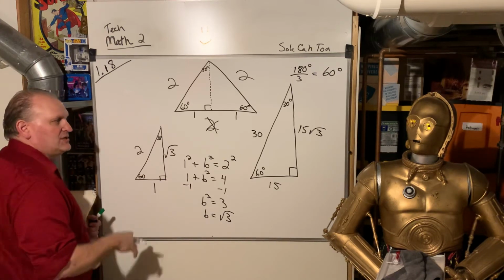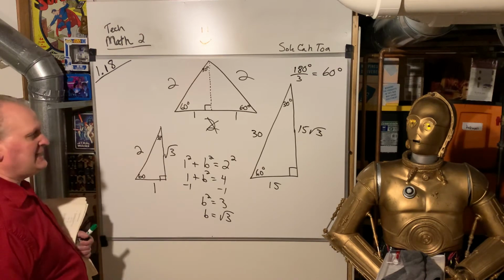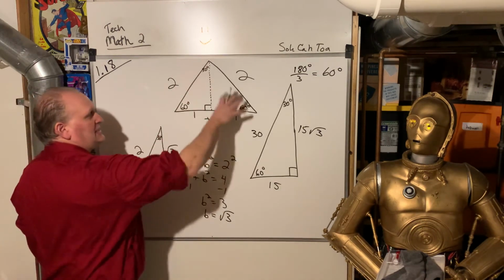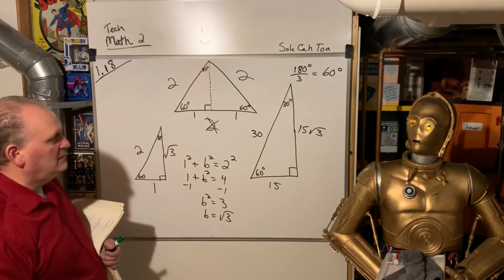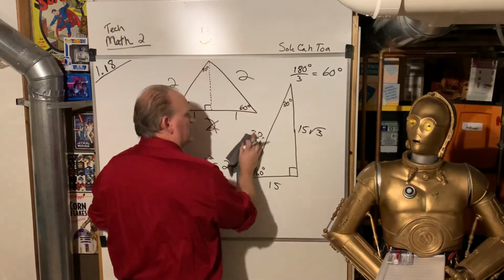All right? So no matter what side they give you, if they give you any one of the sides, you can find the other two with a 30, 60, 90 triangle. And it's all kind of based on this equilateral triangle and going from there. So let me erase this and give you another example.